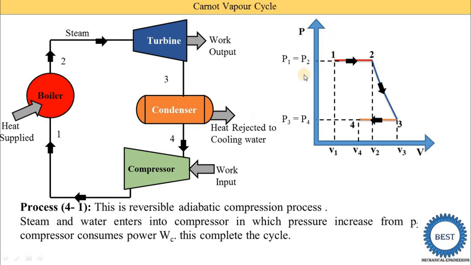Now how to draw this line on the PV diagram? We just need to connect this 4 to 1 line. In a compressor we know that the pressure is increased and the volume is reduced during compression. So when the pressure is increased, point number 1 moves in the upper direction compared to point number 4, and on the x-axis it moves to the left side because the volume is reduced. So we draw this type of line.